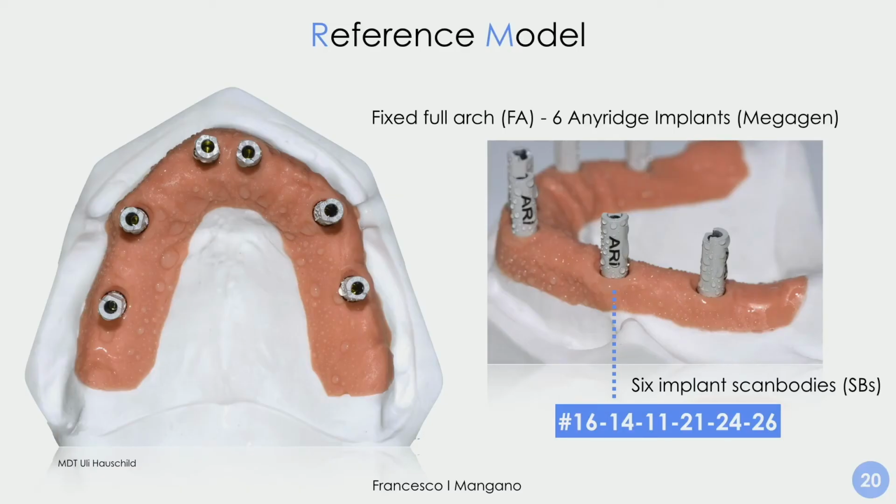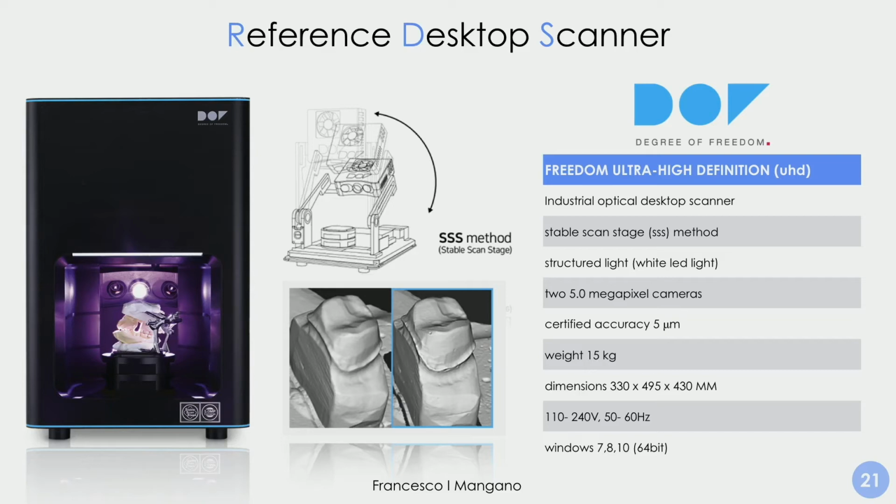impression. So Uli Oshi and my friend, a dental technician, prepared this beautiful model with Megagen implant components. In this case we are talking about the AnyRidge implant system, 6 scan bodies, 13 mm, 8 in PIC. And we prepared this model with different positions. This model was scanned by a very powerful desktop scanner as a reference, in order to obtain reference files, like we did in previous studies. We obtained reference files to compare the files captured with the different intraoral scanners.